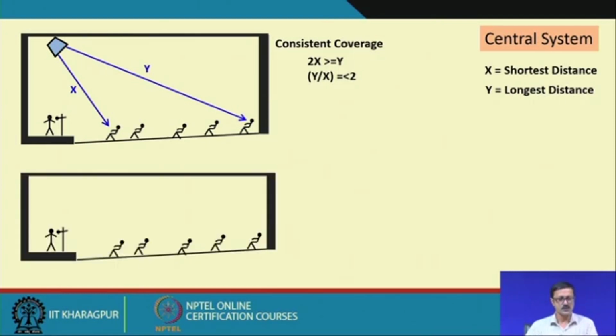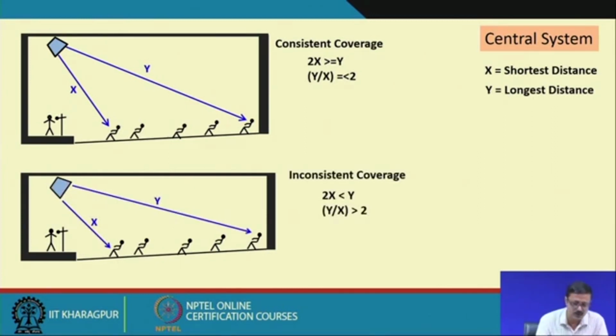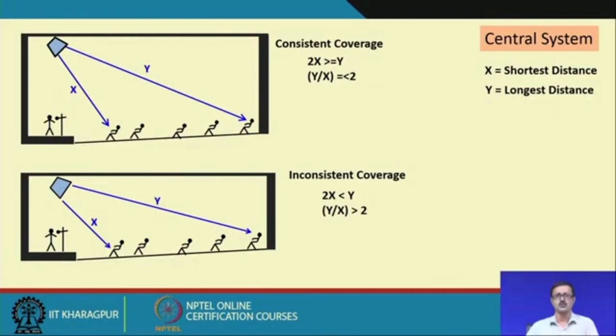But if I reduce the height of the auditorium and place the same cluster, then if I draw the lines x and y, I will get two different dimensions, and probably this y by x will be greater than 2. So x will be smaller and y will be larger, and if the ratio is greater than 2, it will give you a very inconsistent kind of coverage. So it is better not to go with the central type of system when the auditorium ceiling is low or when the y by x ratio is greater than 2.